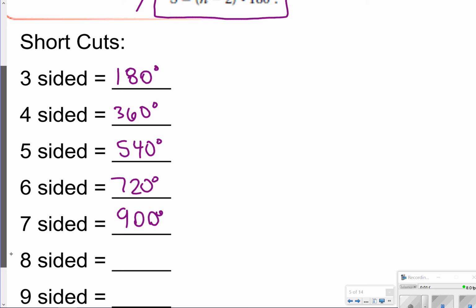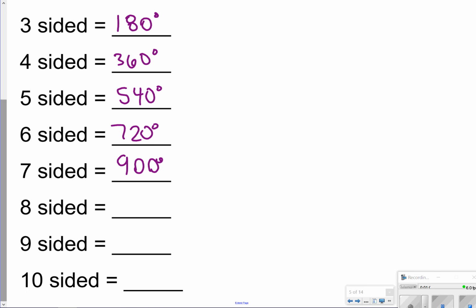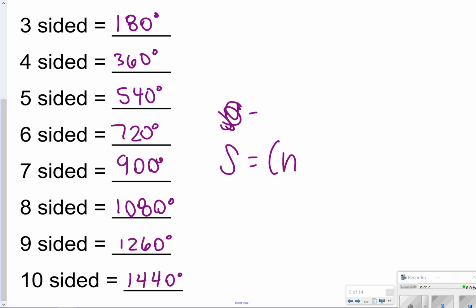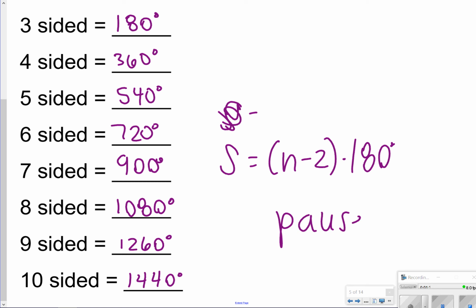You can keep the video playing as we're copying these down. 8-sided is 1080 degrees. 9-sided is 1260 degrees. And 10-sided is 1440 degrees. Remember that you also have written down your formula. S is equal to n minus 2 times 180 degrees. Go ahead and pause here so you can copy everything you see on the screen, and once you're done, click play to go on to number 2.